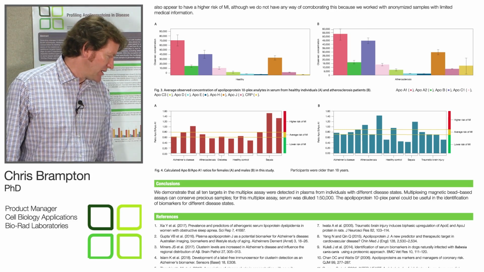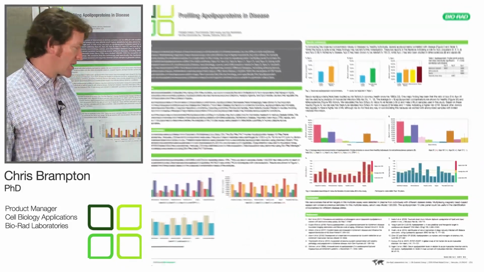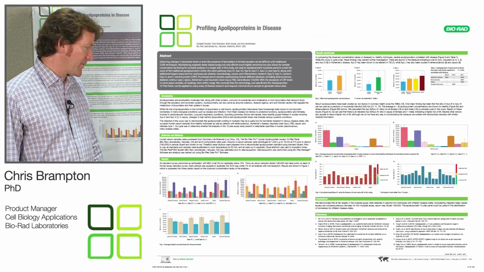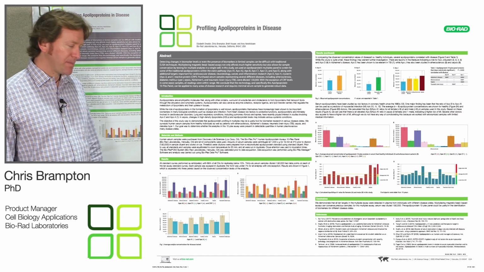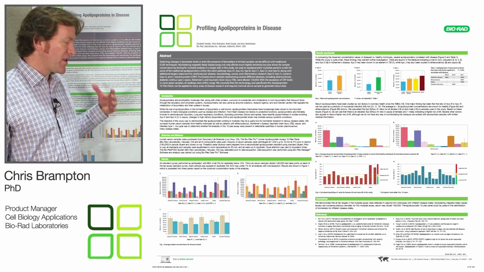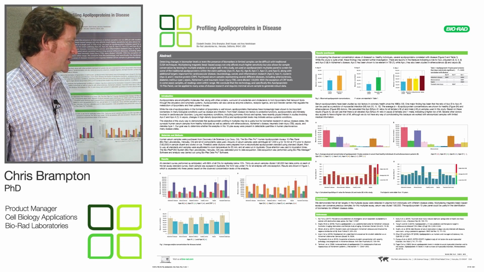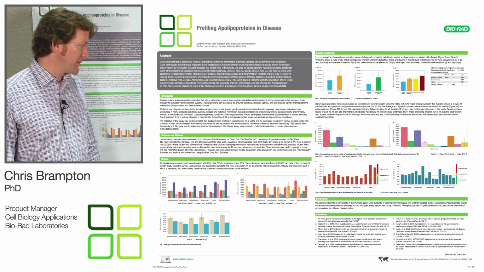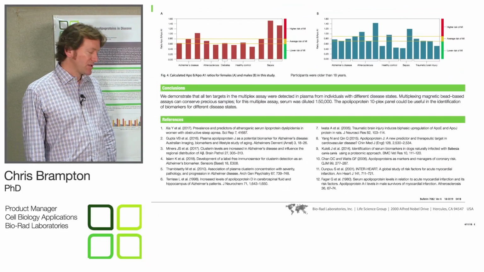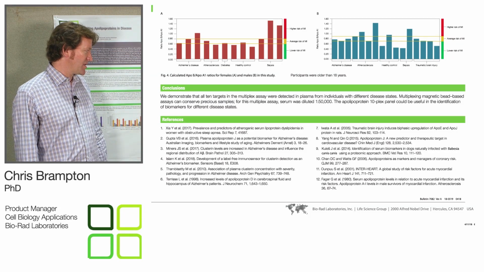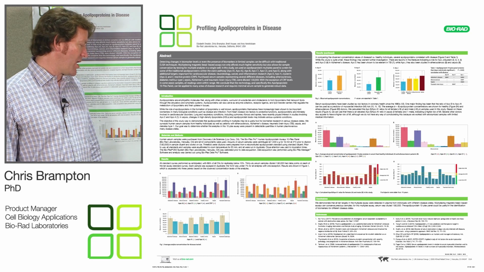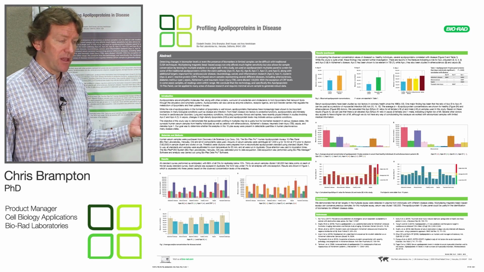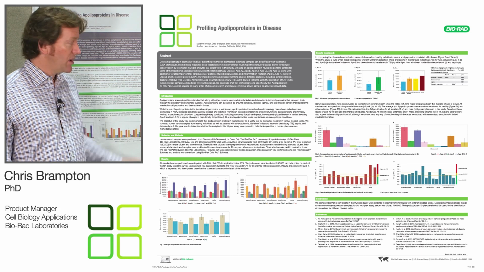So we can demonstrate that we have found all of our 10 targets in the plasma from individuals with several disease states, and that our magnetic bead based assay importantly can conserve precious sample. The serum was diluted 1 to 50,000, so only a very small amount of our sample was used for this multiplexing bead assay. We can use this as an important tool to discover biomarkers for different disease states, for things that you might not necessarily be looking at.